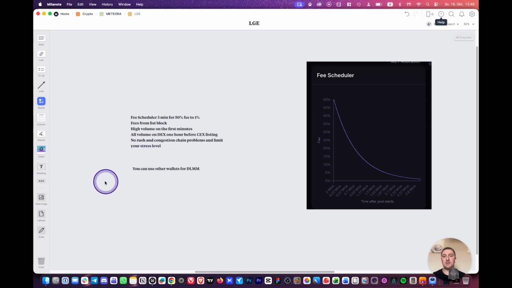And you have to understand that there will be so much volume there. There will probably be something going on with the chain itself, so we will probably see congestion. The app itself can lag a little bit for some minutes. Every guy and girl who wants to create a DLMM pool may face some problems. And you, as an NFT holder, will have no stress, because you are there from the first block. You can just enjoy the fees coming in.